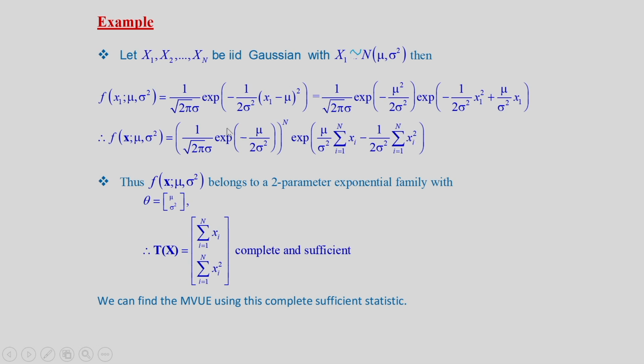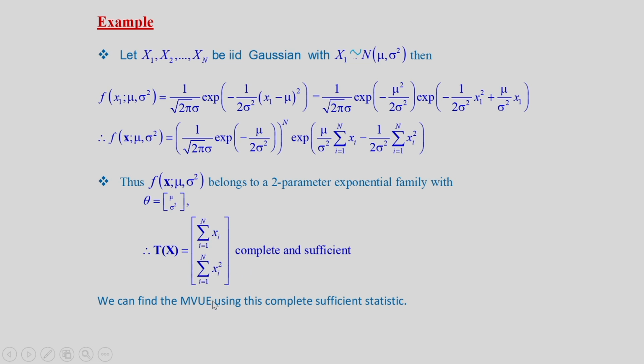So, according to our earlier result that this is an exponential family of distribution, and here these are the statistics, these are the complete sufficient statistics. Thus, f of x mu sigma square as a function of mu sigma square belongs to a 2 parameter exponential family with parameter vector mu by sigma square, and Tx is given by first component summation xi, i going from 1 to n, second component summation xi square, i going from 1 to n, and these two statistics are complete and sufficient.